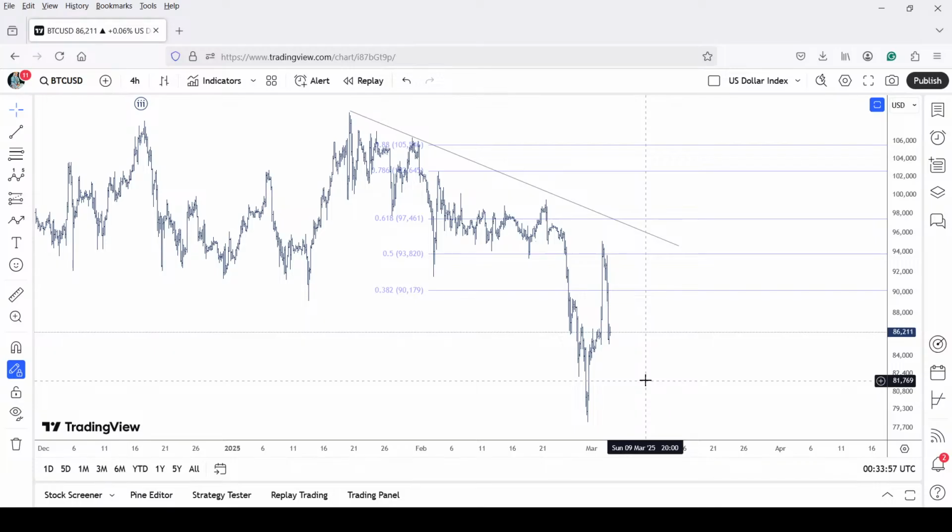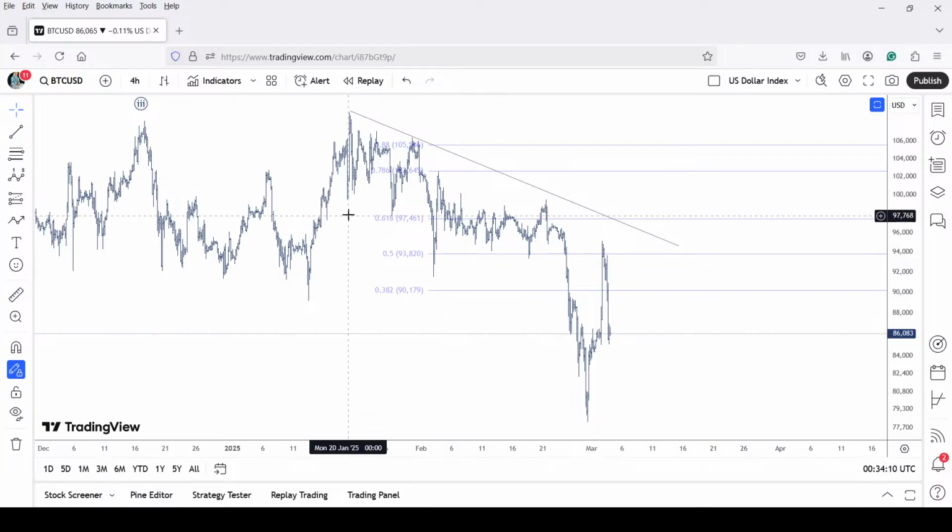So it's okay to stay on the sidelines for a couple more sessions. I don't mind at all. I'll be watching for 97, 98, or possibly 100K, where we'd be more than happy to go and sell around. And it could possibly be a leading diagonal in the making, with an impulse lower.